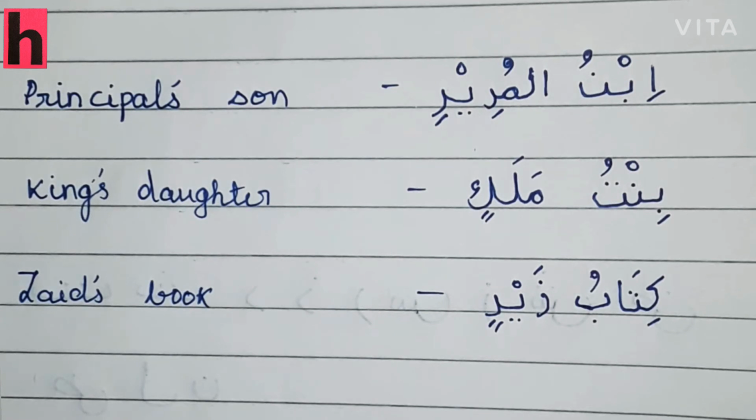Moving on with the third example, Kitabu Zaidin, Zaid's book. Kitabu is the mudaf, Zaidin is the mudaf ilayhi. Kitabu doesn't start with alif lam, at the same time it doesn't end with tanween because it is mudaf. Zaidin on the other hand can or cannot start with alif lam but must end with kasra or kasratain.